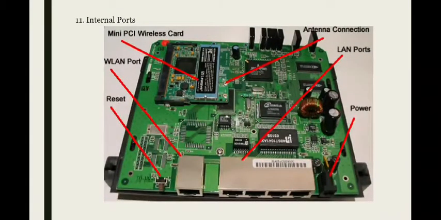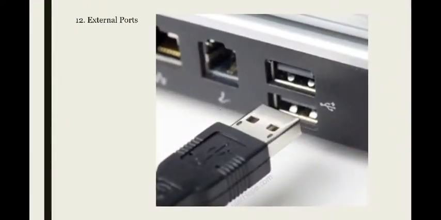This is a motherboard. It has many internal ports, such as this one, a mini PCI wireless card. This one is a port where the RAMs are inserted. Those are ports. The connection point between the motherboard and the hard disk drive is also a port, but we will not get to that. Okay, next is external ports. As we know, where we insert a pen drive or our mouse jack, those are called external ports.